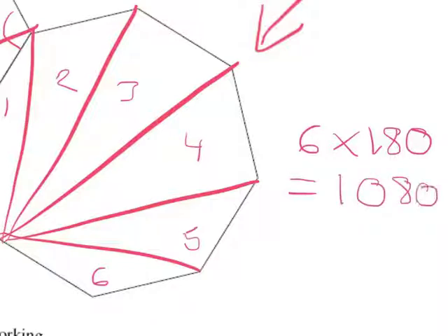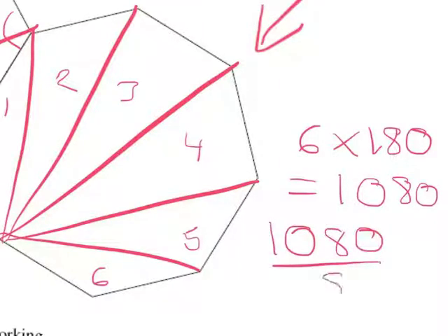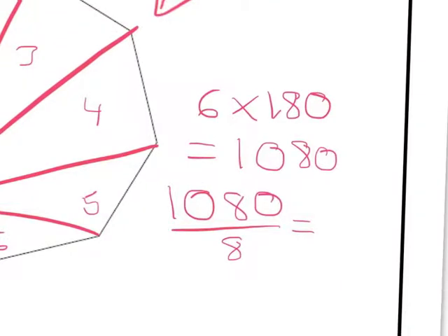1080. And then to find out what one of those corners would be, we do 1080 divided by the number of corners, which is 8, and that would give us 135. So just move that over and write in 135. So let's take a bigger view of the picture.